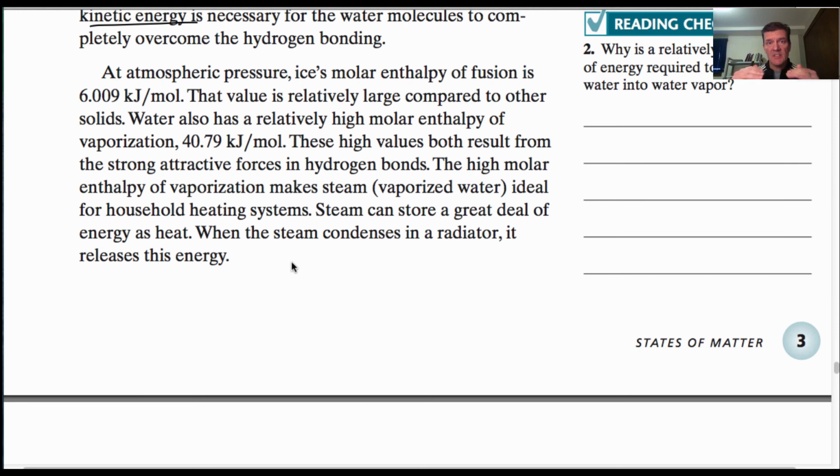Water, because of its intermolecular forces, can absorb a lot of heat before it begins to boil or begins to get too hot. Okay? It has a relatively high molar enthalpy of vaporization. Remember, that's the amount of energy required to turn it into a gas from a liquid. That's fairly high for substances. Okay?